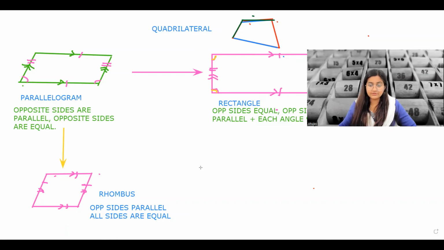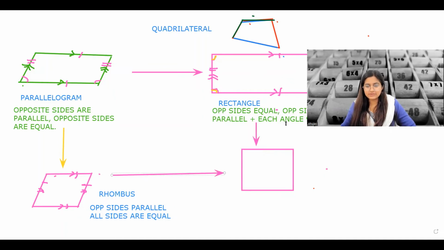So what will it form, let's see. I made a rectangle here, a rectangle in which all the sides are equal, or I can say a rhombus in which all angles are equal to 90 degrees. So what is the word for this? This is known as a square. Okay, what is a square? A square is a shape in which opposite sides are parallel.